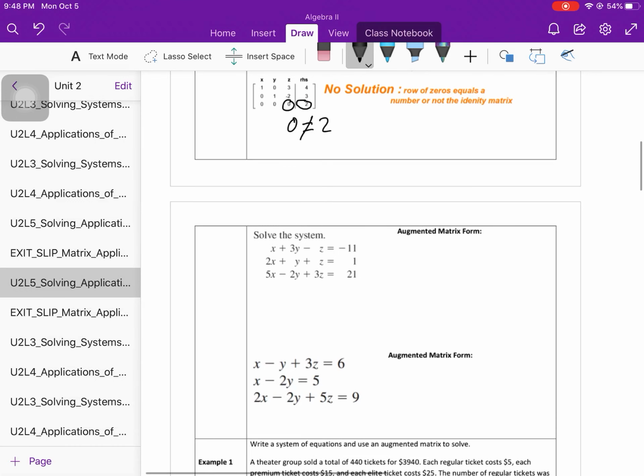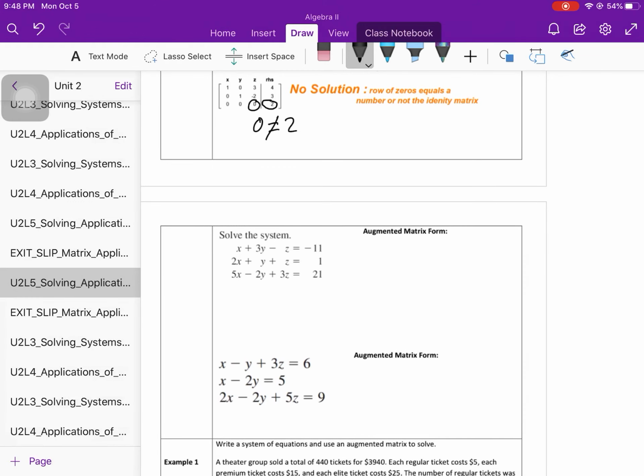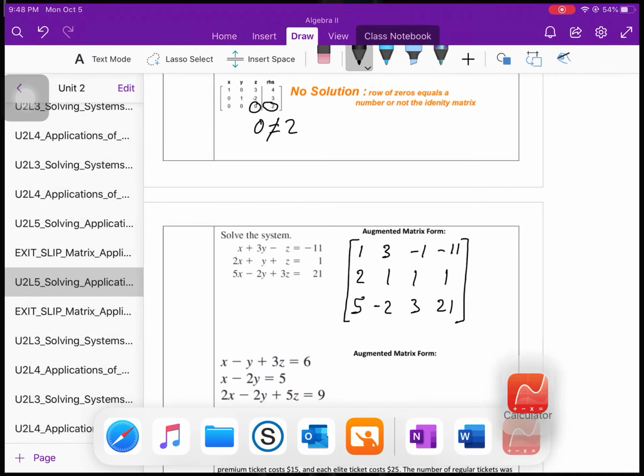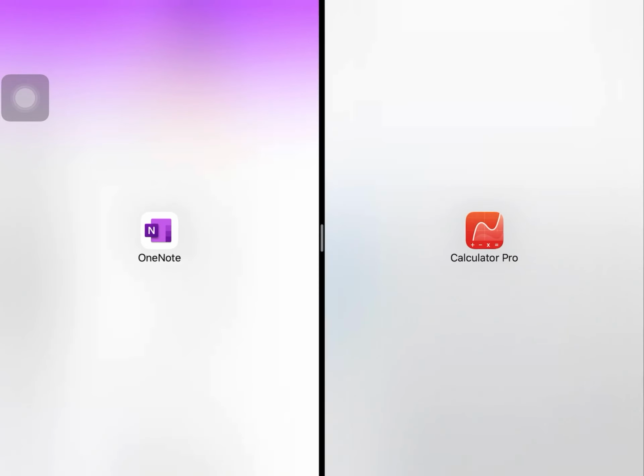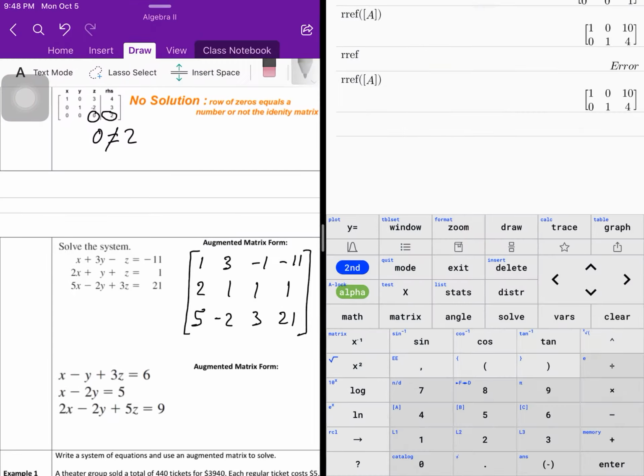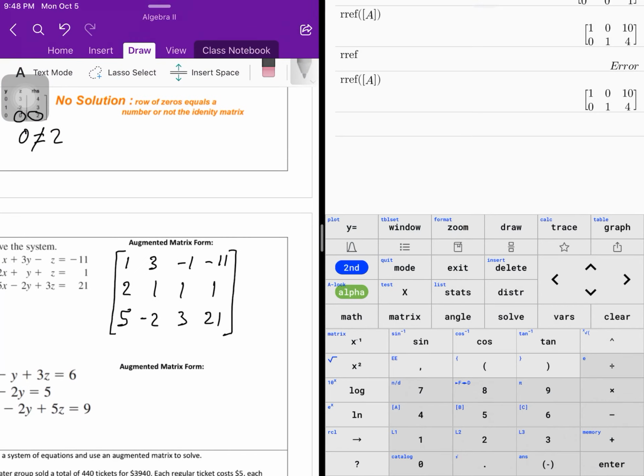Okay, now let's actually solve with the augmented matrix. So the first thing is, let's write this in the matrix form. We get 1, 3, -1, -11, 2, 1, 1, 1, 5, -2, 3, 21. Okay, so now this is where we need that calculator. So let me pull this up here. I'm just gonna shift this over.